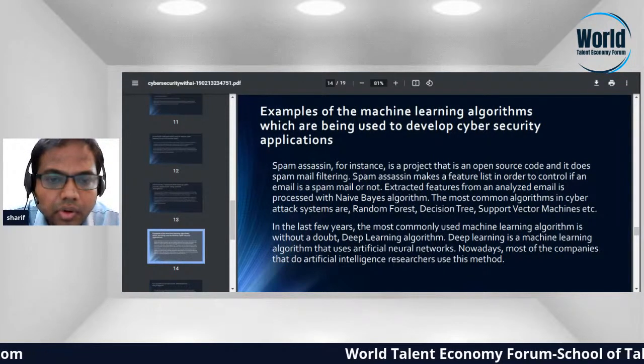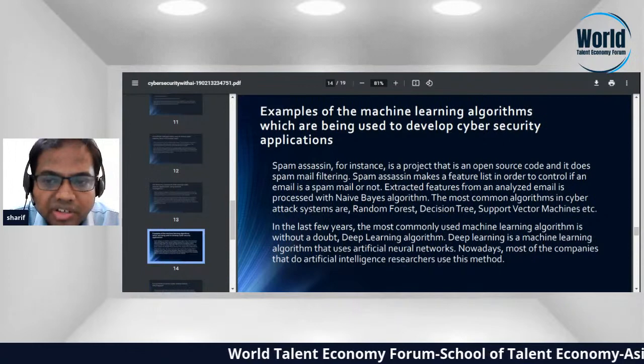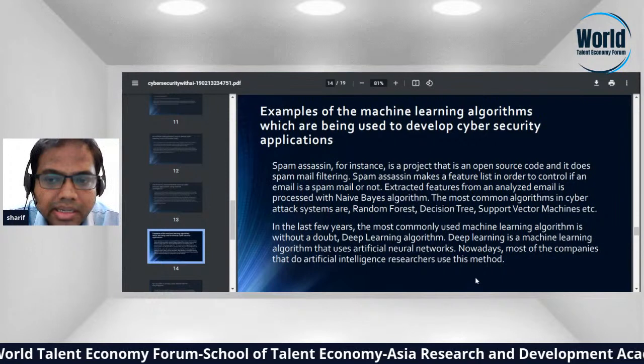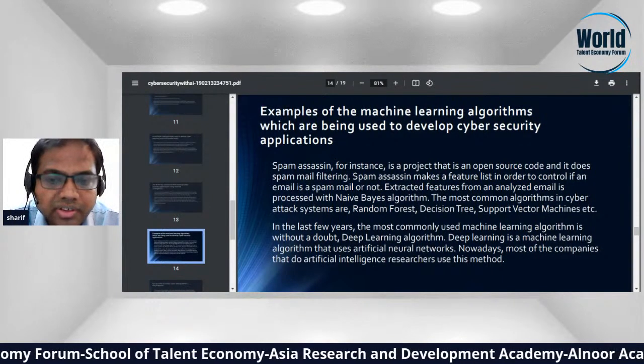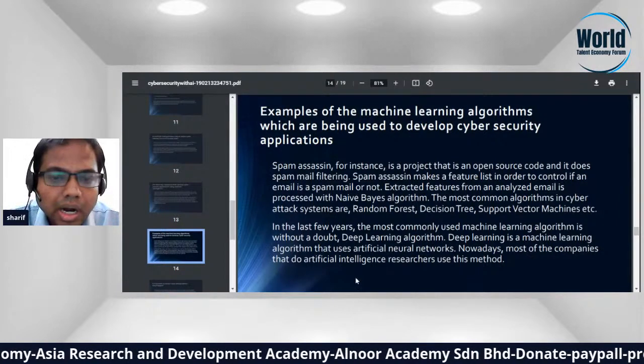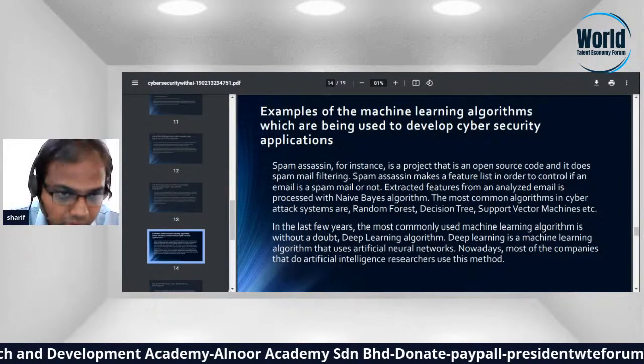In the last few years, the most commonly used machine learning algorithm is without a doubt the deep learning algorithm. Deep learning is a machine learning algorithm that uses artificial neural networks. Nowadays, most of the companies that do artificial intelligence research use this method.